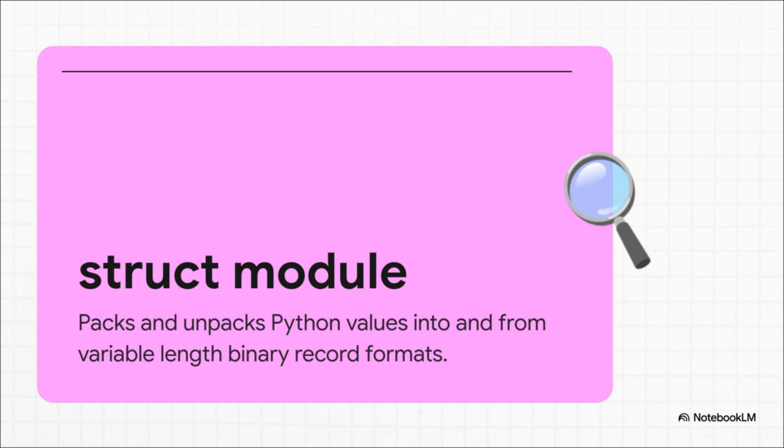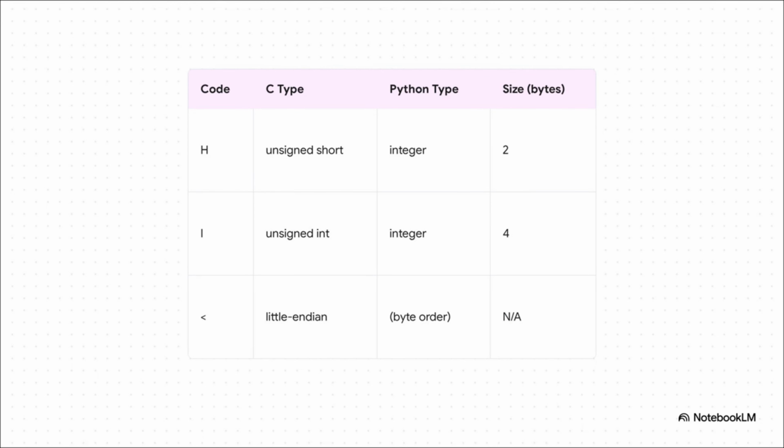It takes your nice Python values like integers and packs them into a compact binary format that other systems understand. And of course, it can unpack that binary data right back into Python objects. But how does it know how to translate? It uses these little format codes, which are basically a blueprint for the data. For example, if you were reading a zip file header, you might use a code like <IIIHH. That tells struct, okay, I'm expecting little-endian byte order, followed by three 4-byte integers and two 2-byte integers. It's an incredibly precise way to map binary data directly to your Python types.